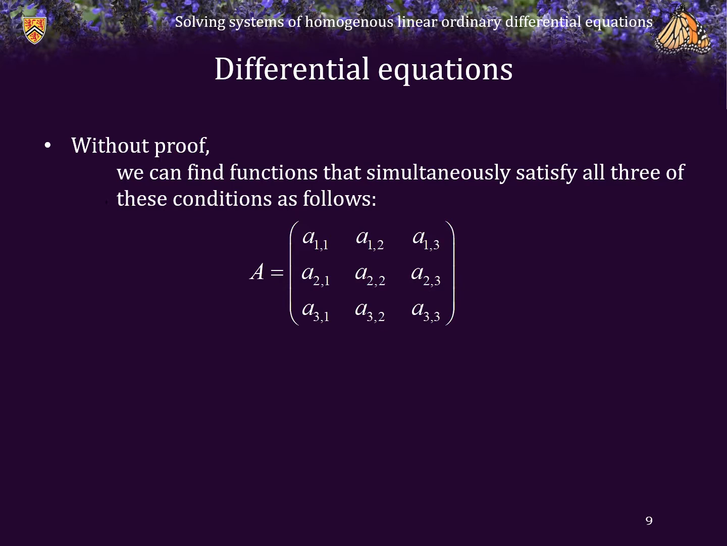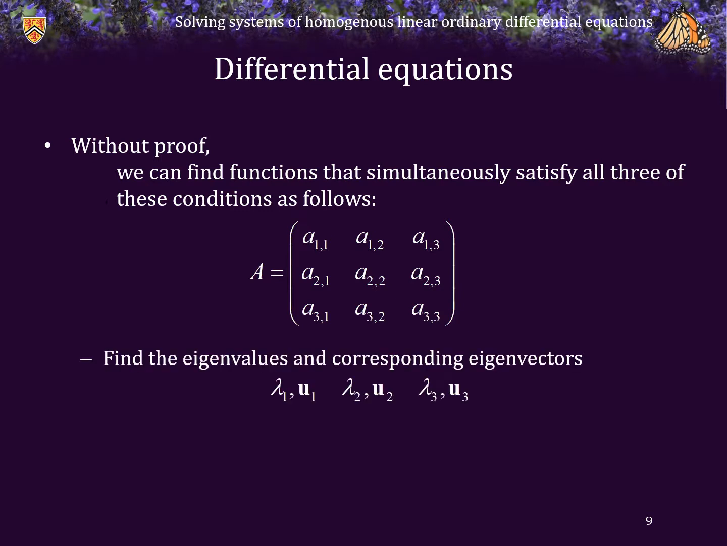Now, we would like to find three functions, x, y, and z, each of them being functions of t, such that all three ordinary differential equations are satisfied. Well, without proof, we're going to find that we can do this as follows. Given this particular matrix A, all we want to do is find the eigenvalues and corresponding eigenvectors of that matrix.